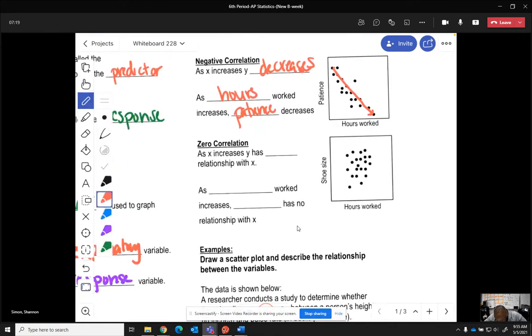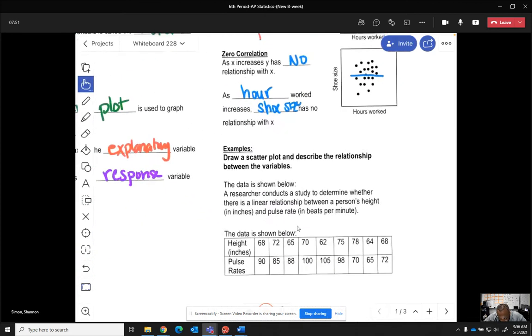In zero correlation, there is no general trend up or down in the data. It's basically a zero slope. As x increases, y has no relationship with x. Here, as hours worked increases, your shoe size has no relationship with x. So we have three different types of directions for the general trend of data. I want to know, as x increases, what happens to y.